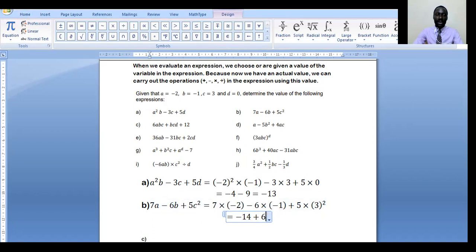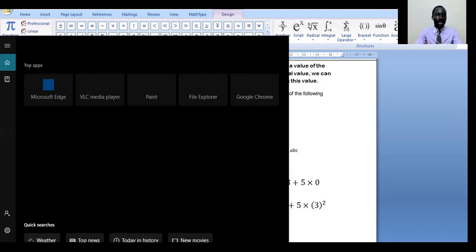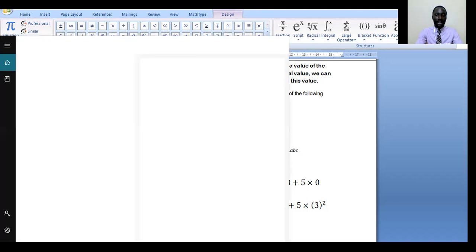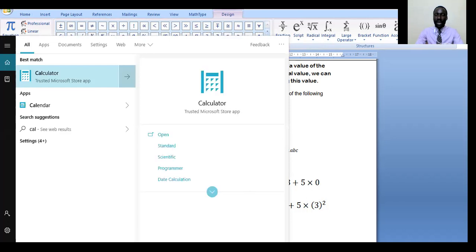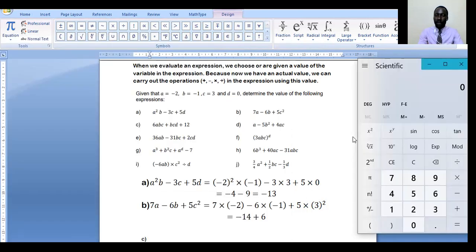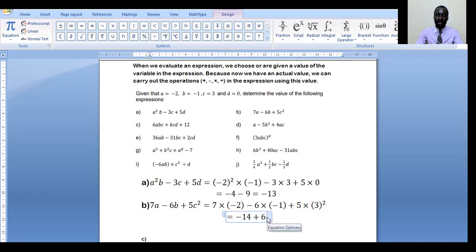Well, that's where we are going to need a calculator right away. 5 times 9 is very much like 50 something, but let's see from the calculator. We want to find the value of 5 times 3 squared, which is 5 times 9, this is 45. So we are going to be having plus 45.